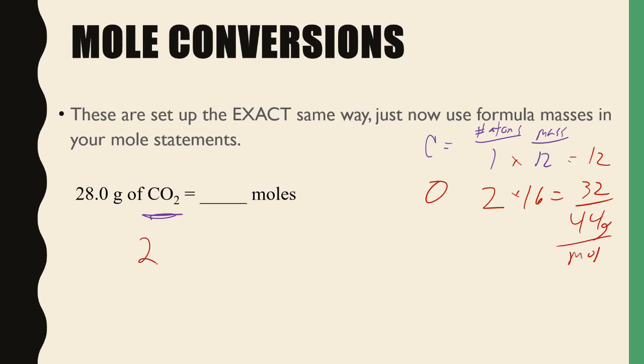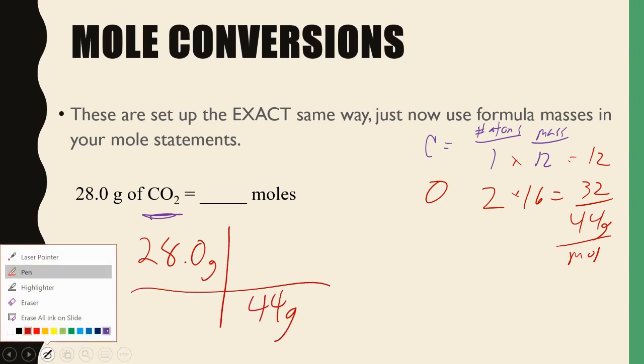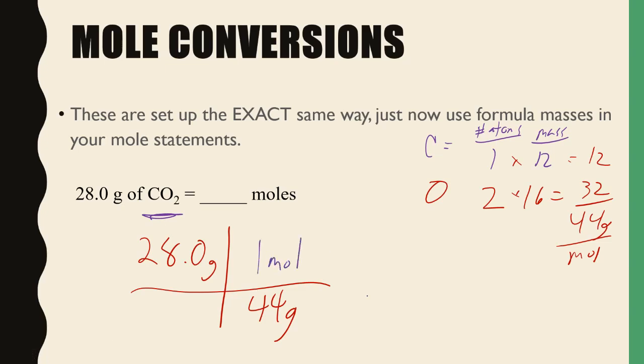So if we have 28 grams and each one weighs 44 grams in 1 mole. So again, this came from the periodic table. Then we're going to divide 28 by 44 to figure out how many moles we got, and we get 0.6363. So the answer is 0.6363 moles.